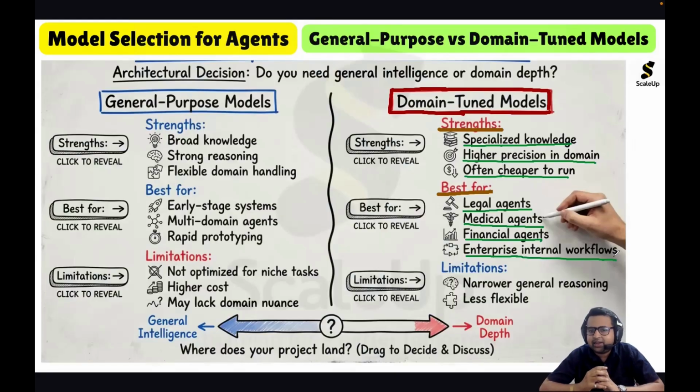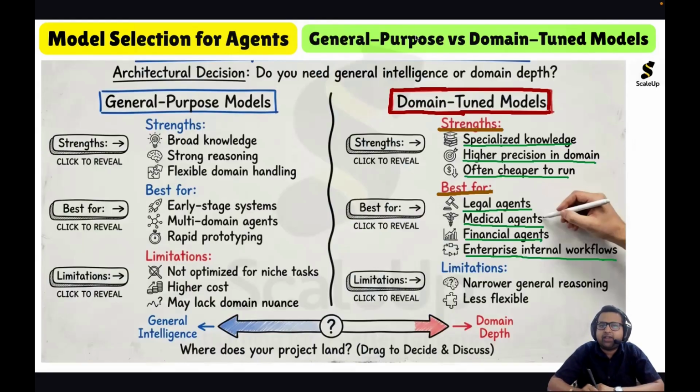So now it's very clear that domain tuned models are tuned with specific domain knowledge. They have specialized knowledge, higher precision in the domain, and they're often cheaper. We can use them for legal agents, medical agents, financial agents, and enterprise internal workflows.